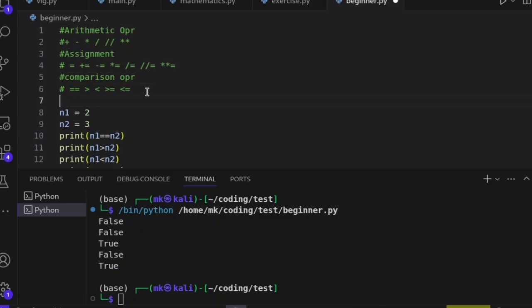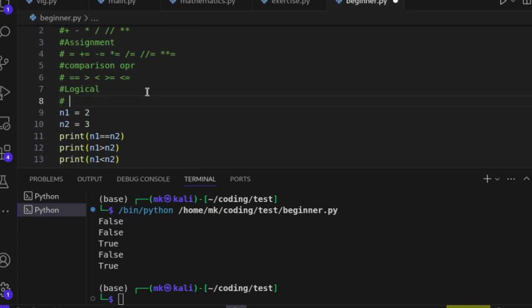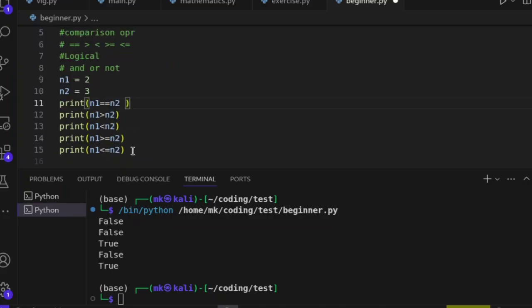Then moving on, we have the logical operator, which has only three operators. We have and, or, and not. So and is going to give us true only if both values are true. For example, we see this one question, this comparison operator is going to return false.